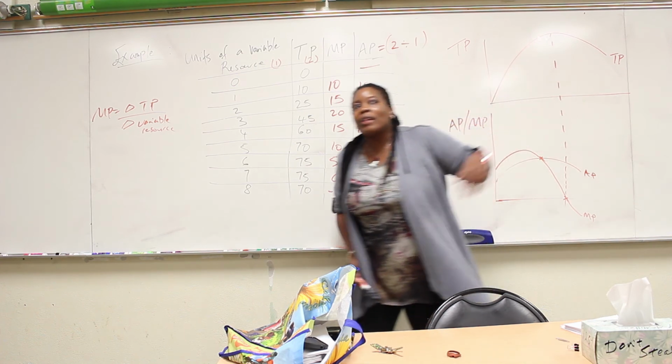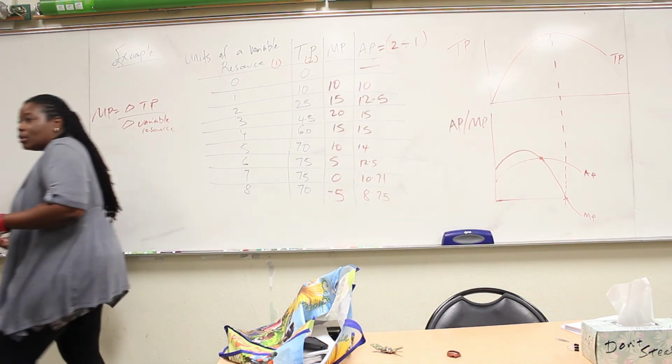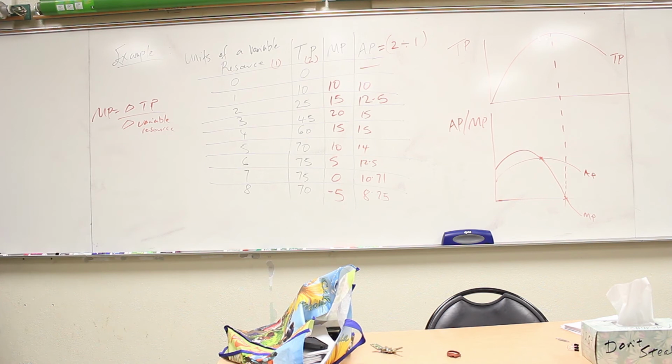When total product is at the maximum, MP will be 0, crossing that horizontal axis. That is a truth that will have to be the case. Okay? MP is the change, it used to go up, now it's going down. Then the change used to be positive and now it's negative. That makes sense.